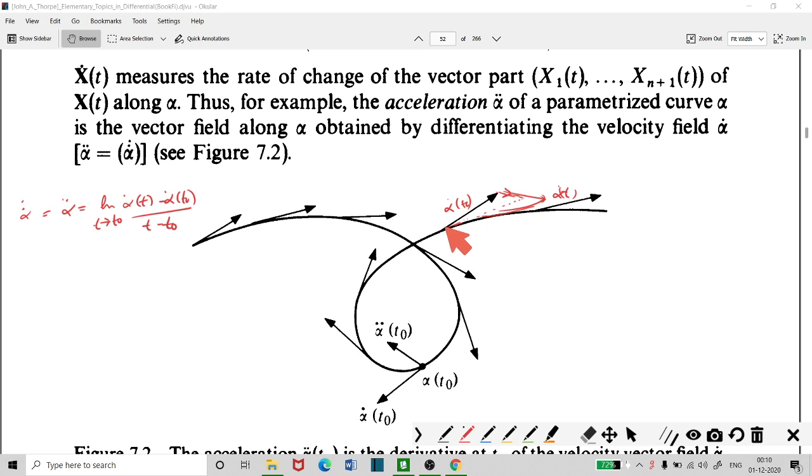Okay, so by letting t tend to t naught, you can get a vector which points towards this side as the velocity acceleration vector. So this is one of the examples. When you consider the two consecutive derivatives here, alpha dot here, and consider the difference between these two, that will give the alpha dot. When you translate this to this point, that will give the alpha double dot t naught. So this is what we call the acceleration vector.